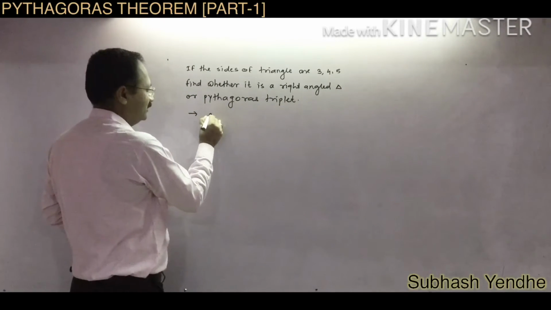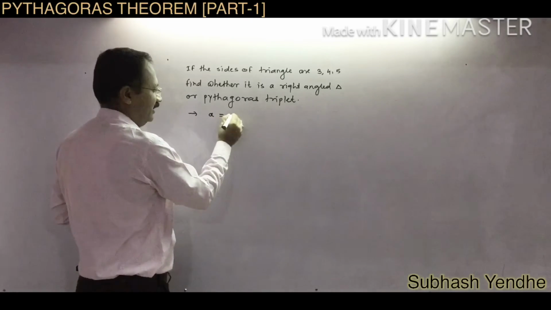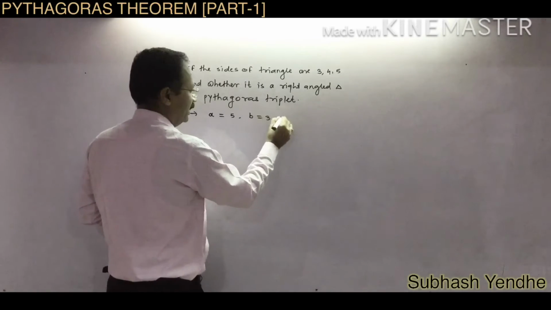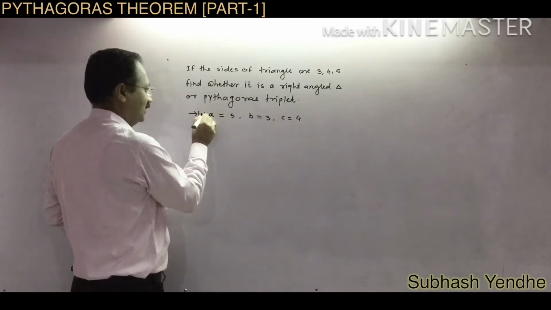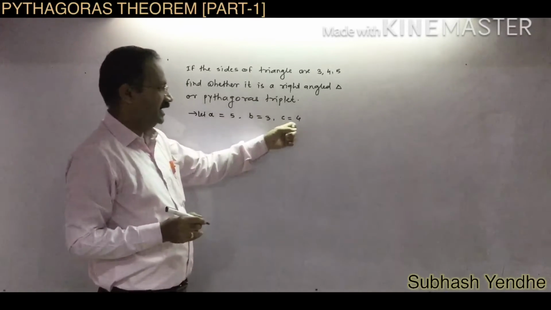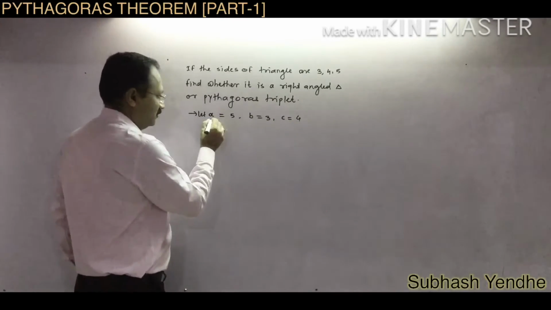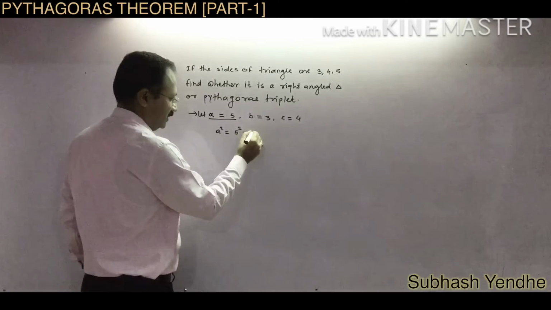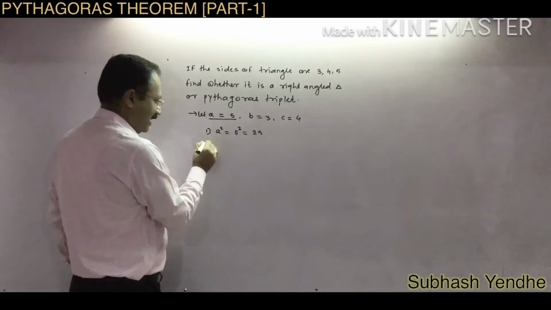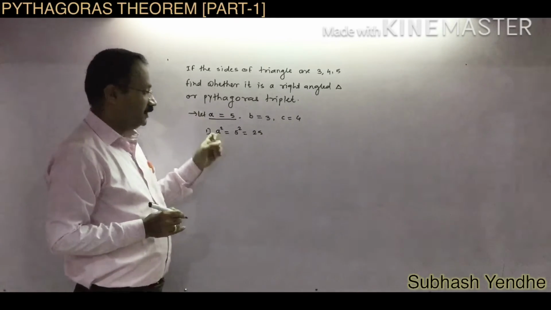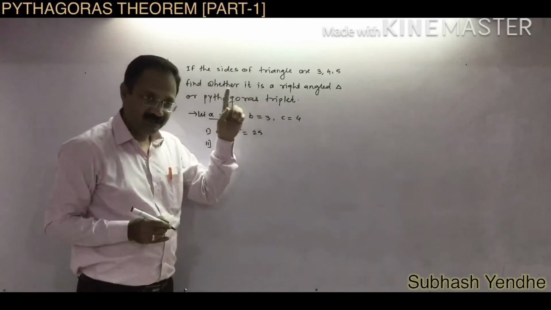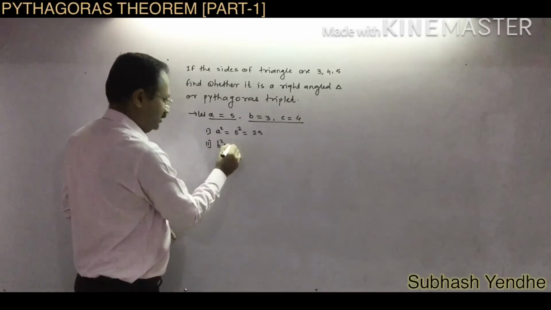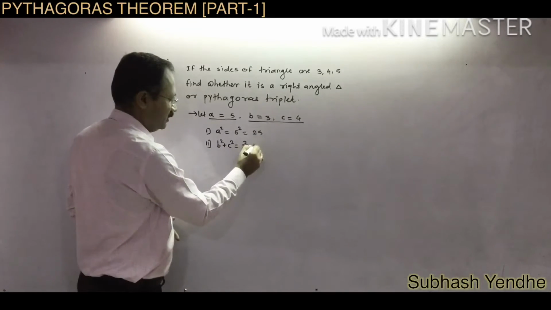So let's take that largest side is A. A equals to 5 and then remaining B equals to 3 and C equals to 4. So which is the largest side? A. So A square equals to 5 square. 5 square we know it 25 and in Pythagoras, hypotenuse square equal to side 1 square plus side 2 square. So which are the remaining two sides? B and C. So B square plus C square equal to 3 square plus 4 square.